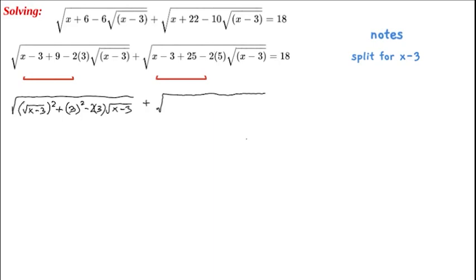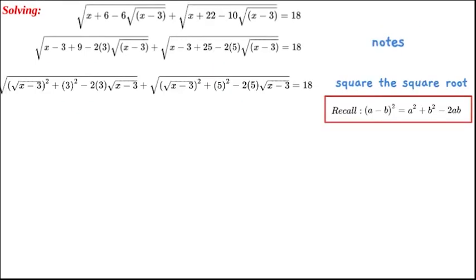So we can put the square root of x minus 3, all squared, plus 5 squared, replacing the 25. And again, we have 2 by 5 by the square root of x minus 3, all equal to 18. Now let's recall the algebraic identity: a minus b, all squared, is equal to a squared plus b squared minus 2ab. If we compare, we have a similar format where a is replacing the square root of x minus 3 and b is replacing 3 for the first radical and 5 for the second radical.